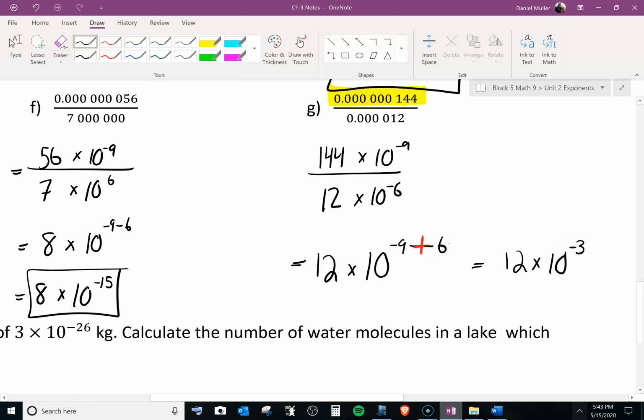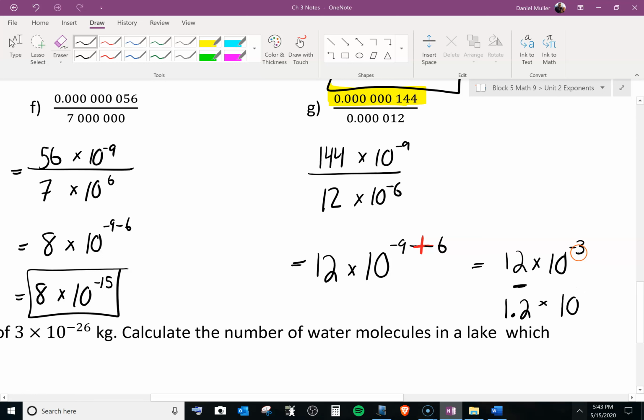Now normally we'd be done, but this number is not smaller than 10. So I need to move the decimal place over and make it a 1.2. Now that's me moving the decimal place over by 1. So I made the number from 12 to 1.2. I made that number smaller by 1 decimal place. So I need to make this side bigger by 1 exponent.